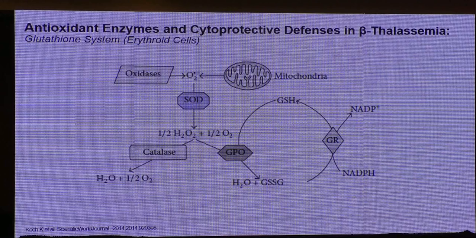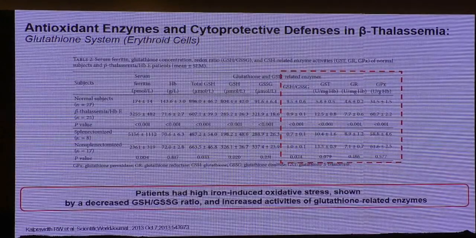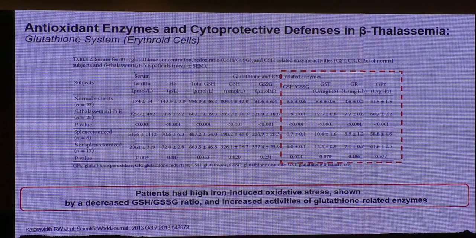The next system I want to discuss is the glutathione system. The glutathione system is also a very important cytoprotective defense mechanism that we see in beta-thalassemia. And we've also had several studies that looked at the activity of the glutathione system and its enzymes.